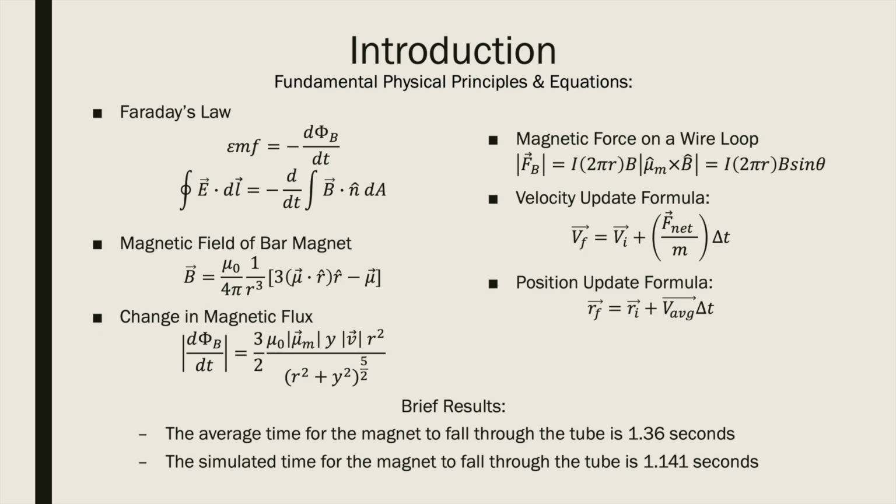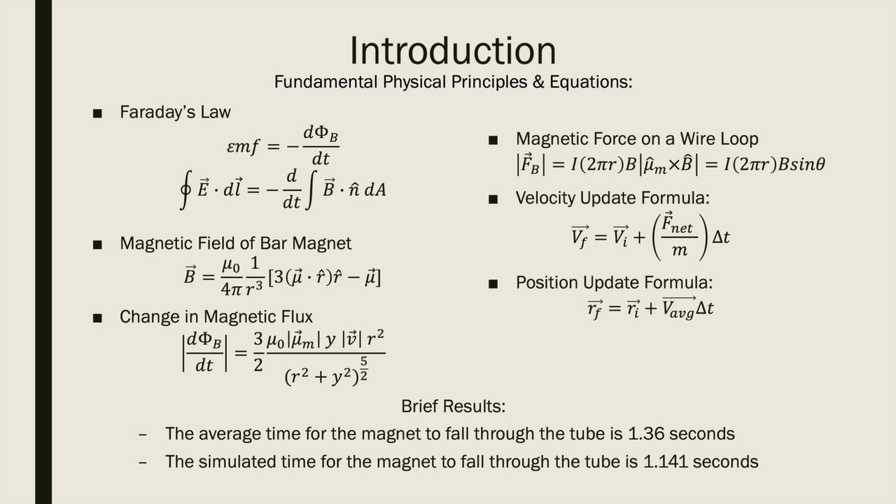The changing magnetic field and resulting change in flux induces a current in a loop of the tube, and is explained by Ohm's law. To consider the magnetic force on the loop, the equation is derived as shown. The velocity and position update formulas are used to model the motion of the falling magnet computationally.